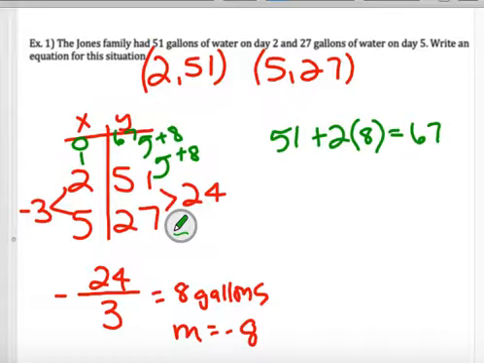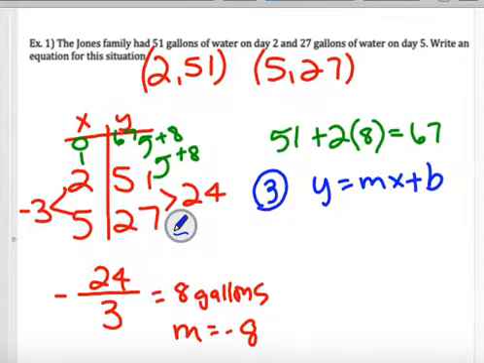And I'm going to show you guys as the honors class what a third option is, utilizing our equation. So option 1 was the table, option 2 is the mathematical approach, option 3, let's use y equals mx plus b. So we found our m, which is negative 8. B is the starting point that we want to find, and we were given 2 ordered pairs. It doesn't matter which ordered pair you use, I'm just going to use this first one here.